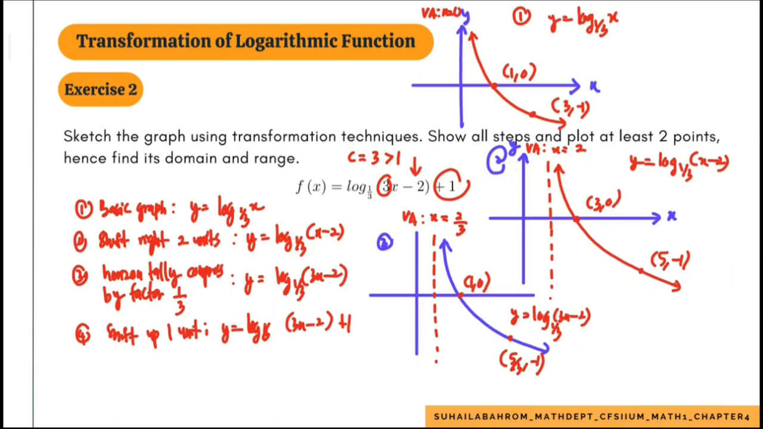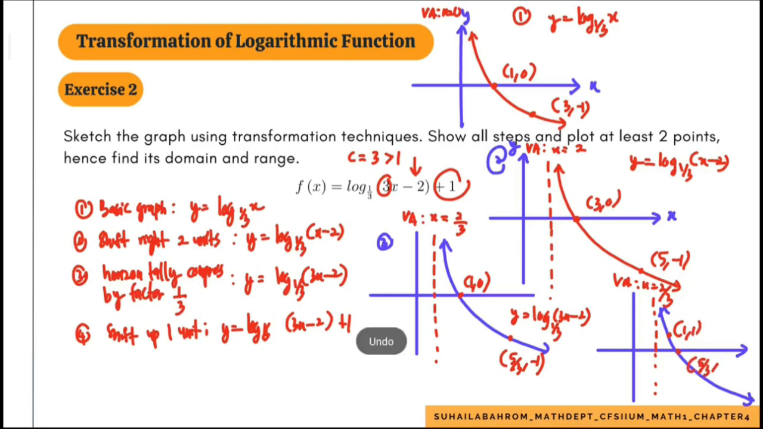And the last one, the graph will shift up 1 unit. Vertical asymptote x = 2/3. So this is our graph. The new coordinate of (1, 0) becomes (1, 1), and the coordinate (5/3, −1) will become (5/3, 0). So this is our final graph.